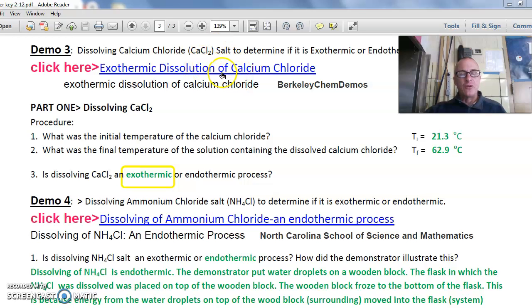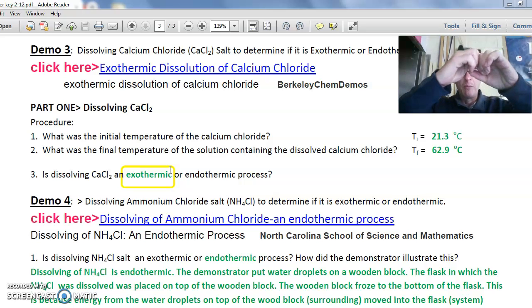When the calcium chloride salt was pulled apart by the water molecule, the temperature went up. It went from 21 up to 62. That meant energy was being released into the water as the salt was pulled apart. That's definitely exothermic. The water is the surroundings. The pulling apart of the salt is the system.